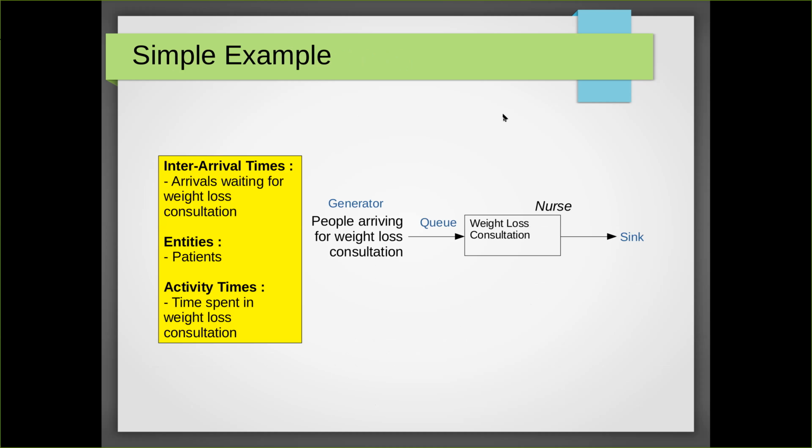So let's go back to our really simple example that we started with last time, where we've just got the single activity model, where we've got patients coming in, awaiting their nurse for a weight loss consultation. We've got a single generator of patients coming in here, they're queuing, they wait for the nurse, they have this weight loss consultation, and then they leave the model. So really simple model. We've got our inter-arrival times representing the time between arrivals for people waiting for this weight loss clinic. Our entities are patients, and our activity times are the time that they spend with the nurse in this consultation.